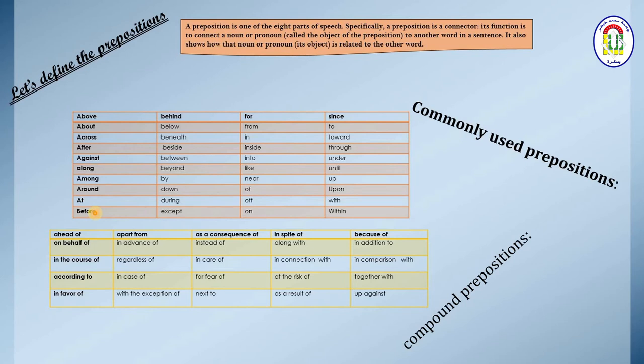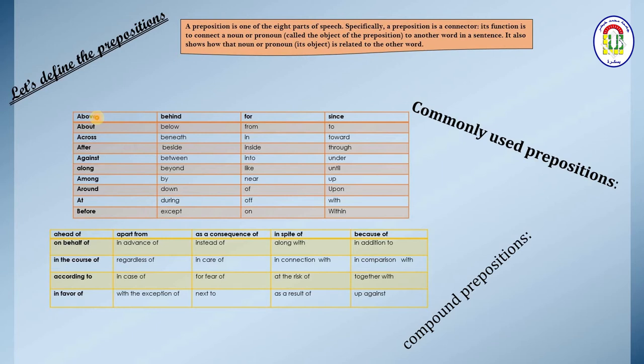So these are the commonly used prepositions in English. We have above, which means on. We have about, when I talk about a certain topic. About, around: approximately the same meaning. We have across, where there is, for example, one point and another point. Between the two points, we say it is across.